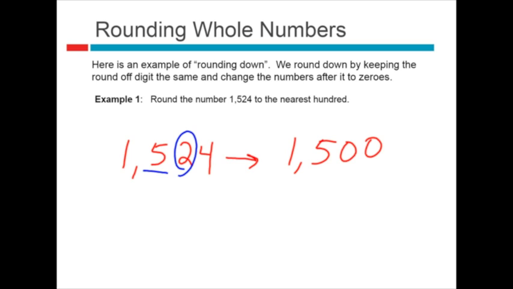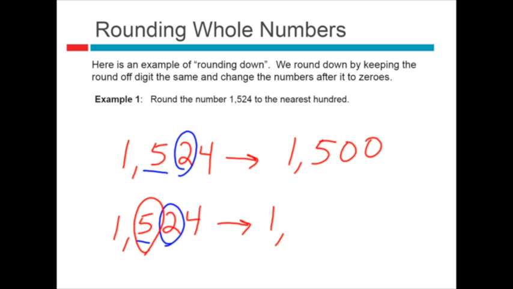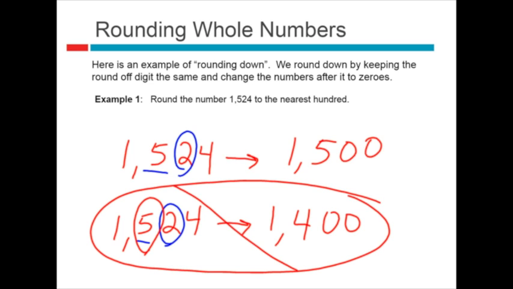A common mistake I see is students take this number that we had, and they see that 5 is the round-off digit. They look to the right of it, which is a 2, and they think, oh, we must round down. And they make the mistake of changing the round-off digit and actually bumping that down to a 4. And that is not the correct way to round down. When we round down, we always keep the round-off digit the same. That's very important to understand.